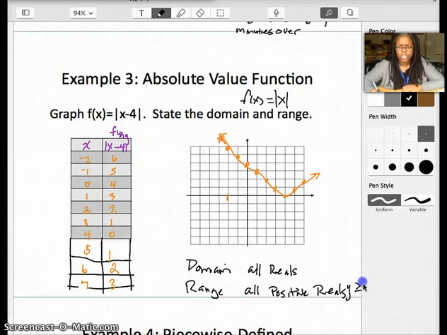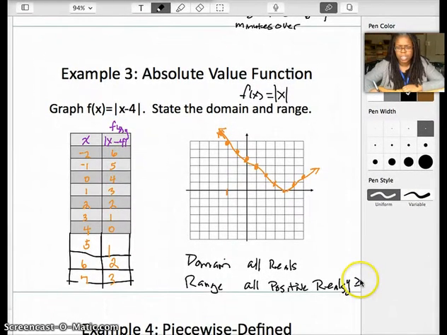I can't get this to stop shaking. 0, come on, write for me. It doesn't want to write. Let's do it this way. y is greater than or equal to 0. That's what I'm trying to do.